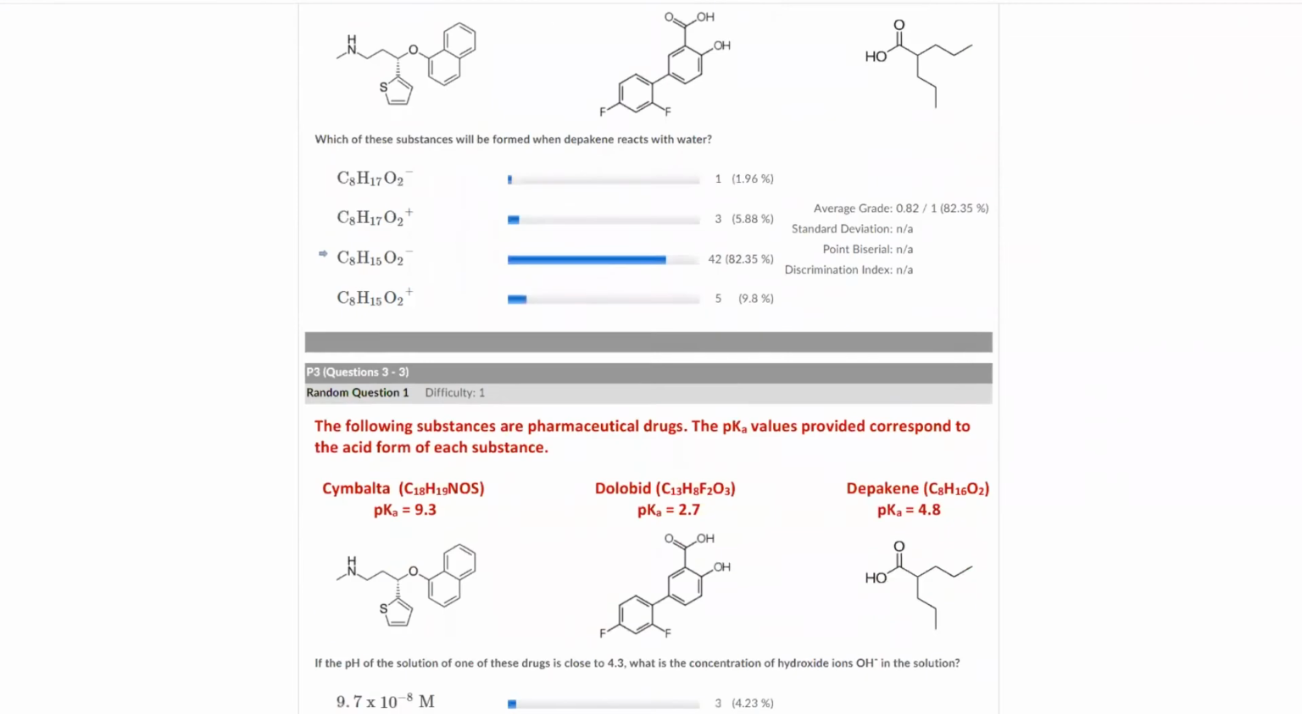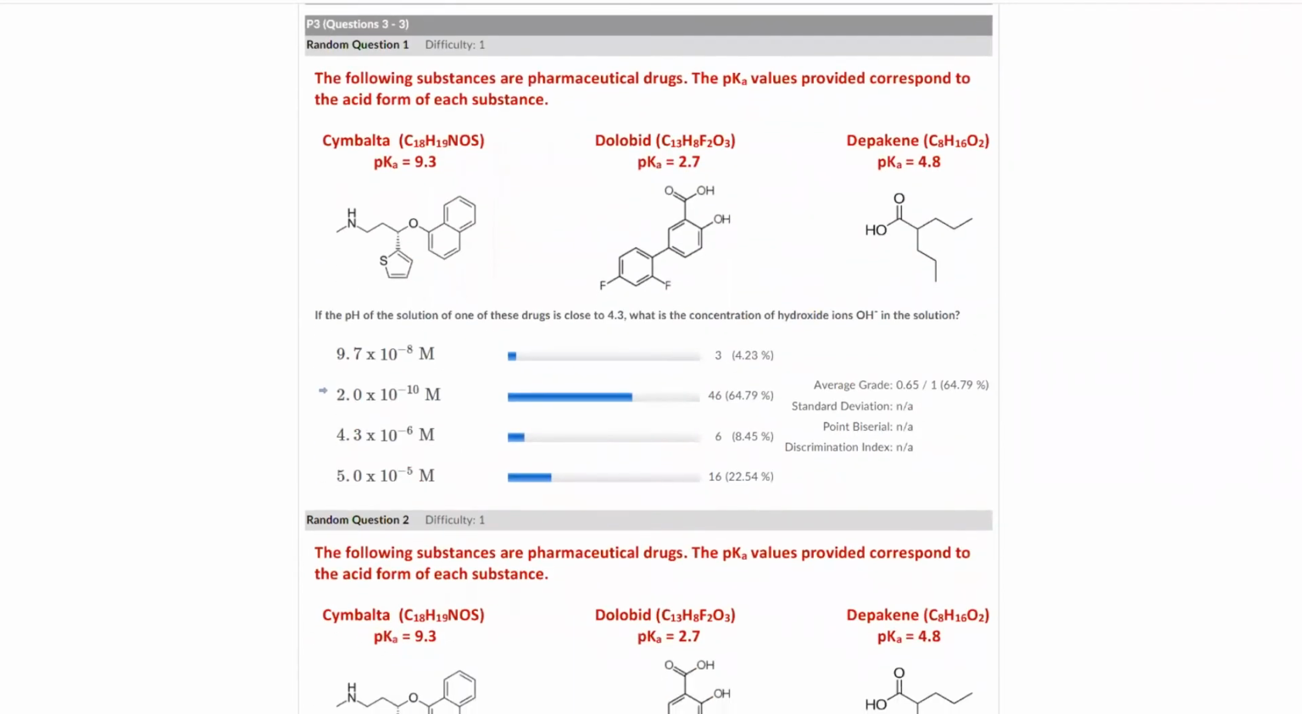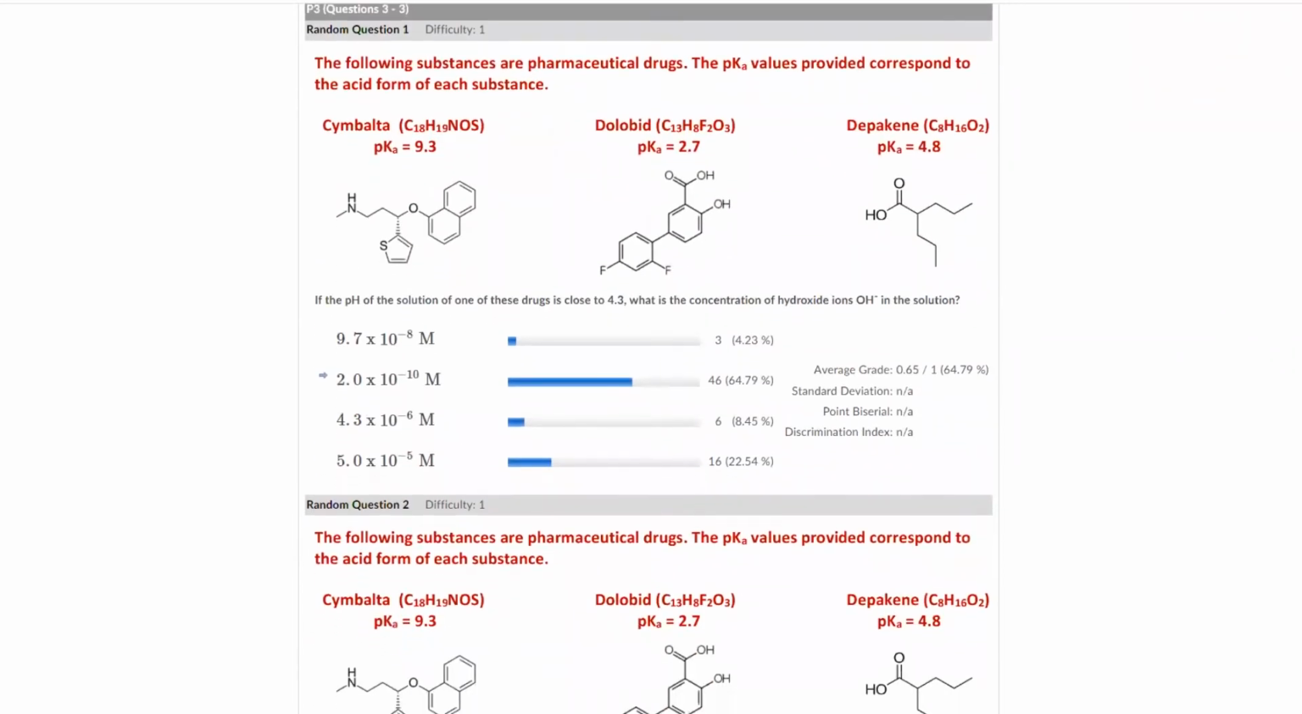And moving on, question 3. The pK values are given the same. The pH of the solution of one of these drugs is close to 4.3. What is the concentration of hydroxide ions in this solution?